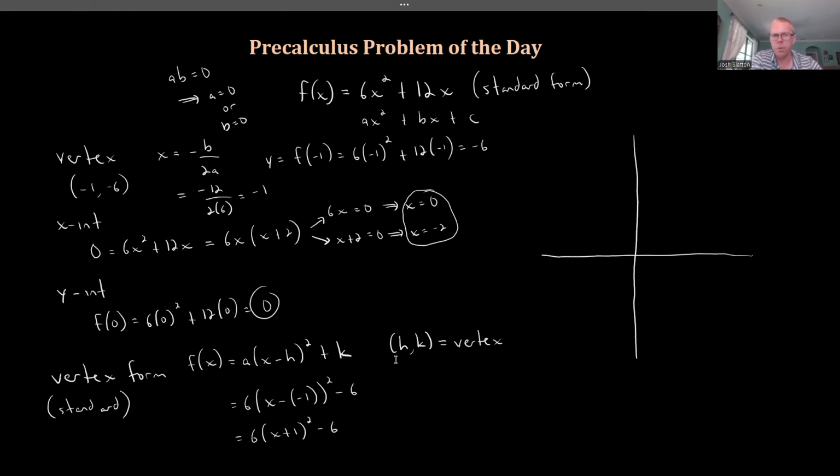You should be able to FOIL this, x plus 1 squared, and then distribute the 6, combine all your like terms, and then you should end up back with this. So these should be the same function. As long as you do this correctly, this function here, which is the vertex form, should equal this, which is in most textbooks called standard form.